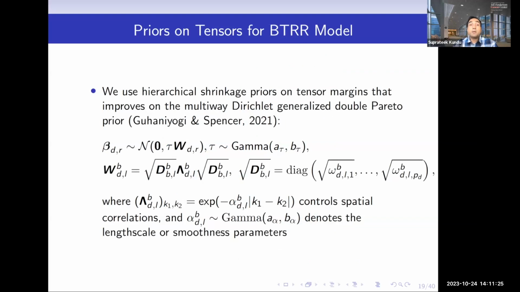And so now we come to the priors for the tensor. We propose a prior that is based on the multi-way Dirichlet generalized double Pareto prior by Guhaniyogi and Spencer, but we also make some considerable modifications that really help us. It starts with a standard multivariate normal prior on the tensor margins. But then we also have a prior on the covariance of these tensor margins that helps us control the smoothness of the tensor, right?